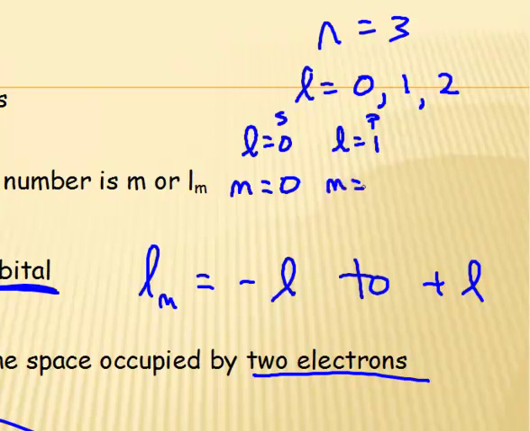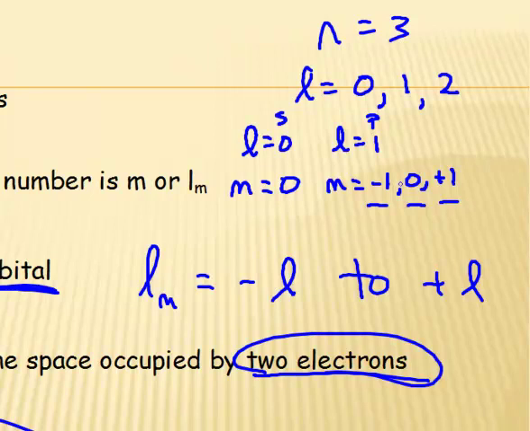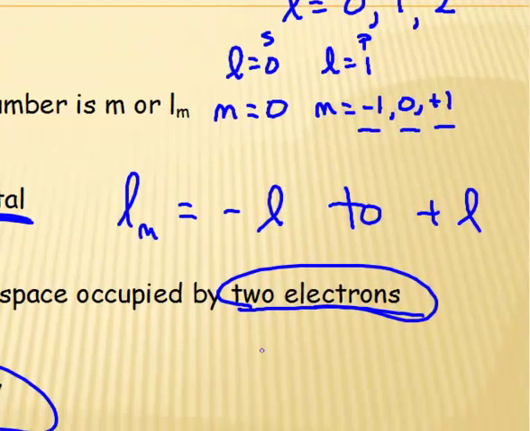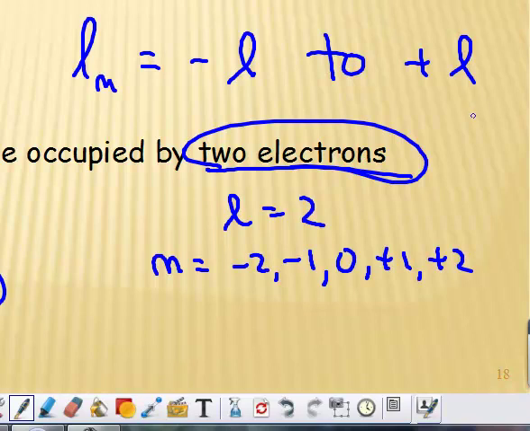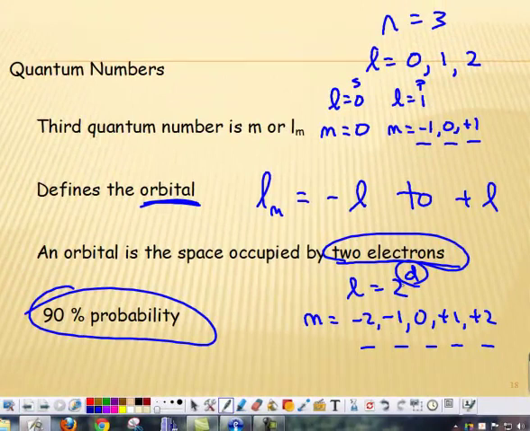When L equals 1, we already said that's the P. When L equals 1, m would be negative 1 to positive 1. So negative 1, 0, and positive 1. So 3 values for m tell us that there are 3 orbitals, each one holding 2 electrons by definition. So the P's can hold 6. I'm going to come down here. L equals 2. m equals negative 2, negative 1, 0, positive 1, and positive 2. So negative L to positive L. 5 values for m, 5 orbitals, each one 2 electrons. So 10 electrons total when L equals 2, or the D sublevel.